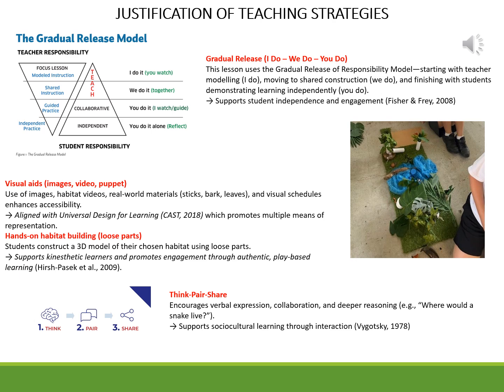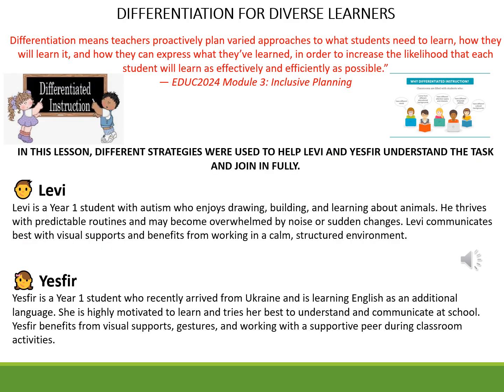I included Think, Pair, Share as well to help students practice their speaking skills and learn from each other. This connects to Vygotsky's socio-cultural theory, which we explored in Module 4, and shows how learning happens through social interaction. In Module 3, we looked at how planning for different learners is really important. For this lesson, I used strategies that would help Levi and Jesper take part and feel confident.